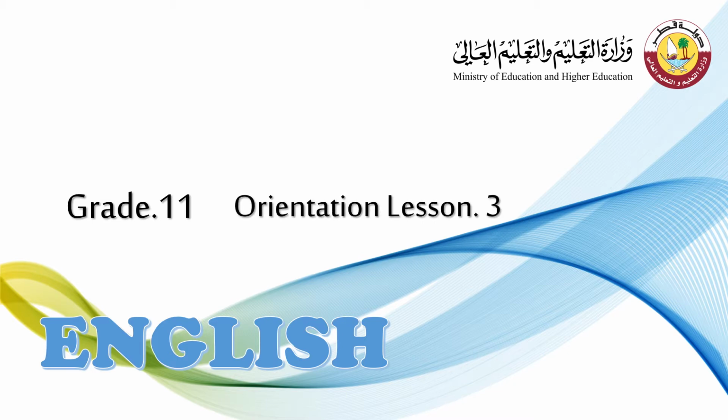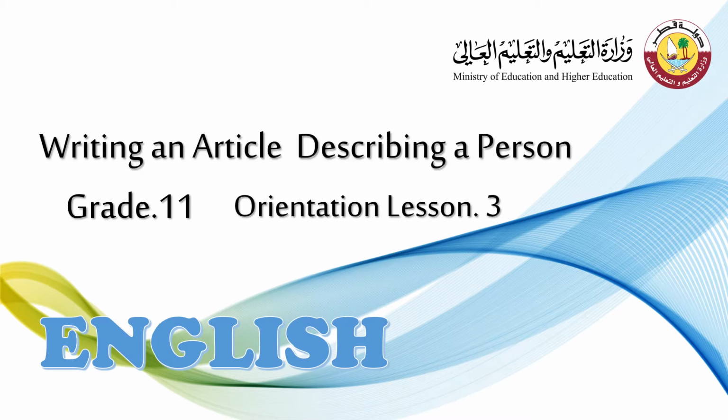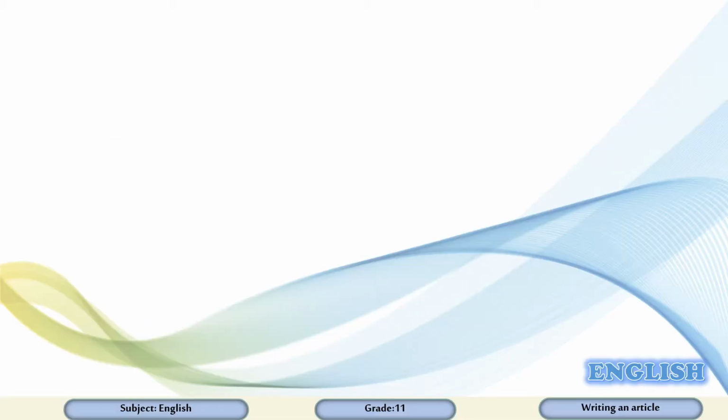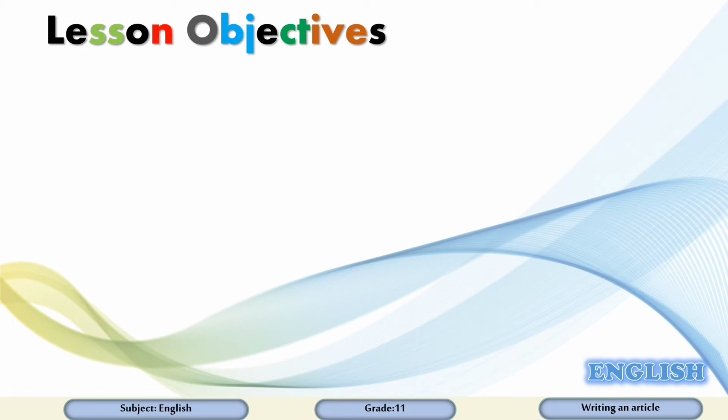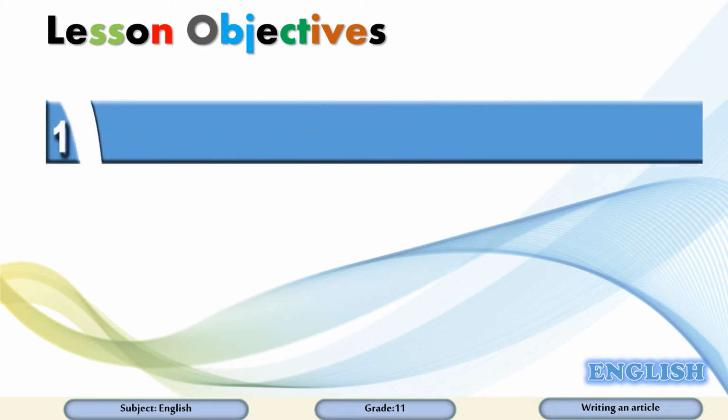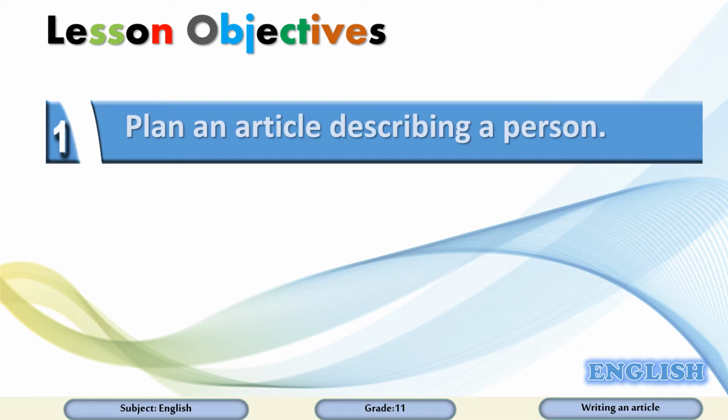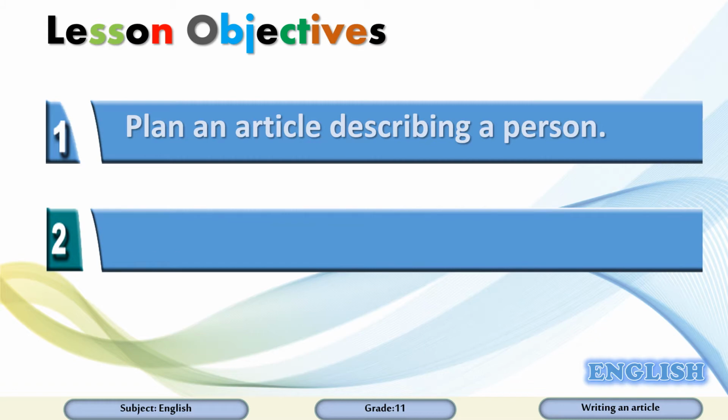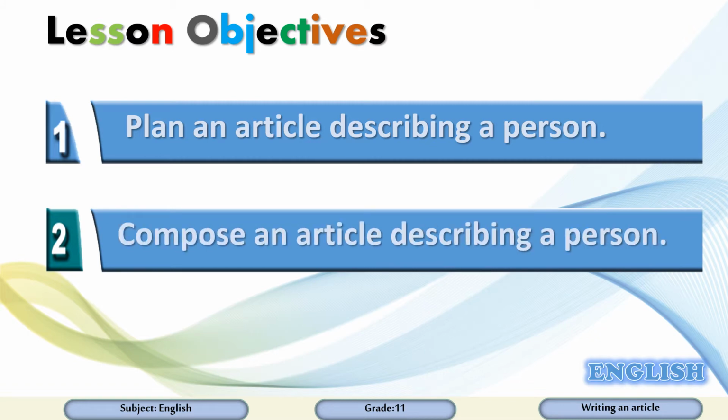Our lesson today is writing an article describing a person. There are two objectives for our lesson today. The first objective is to plan an article describing a person. The second objective is to compose an article describing a person.